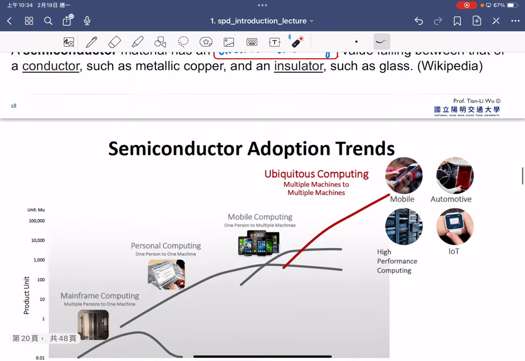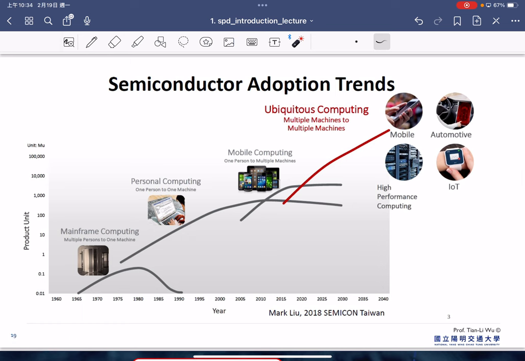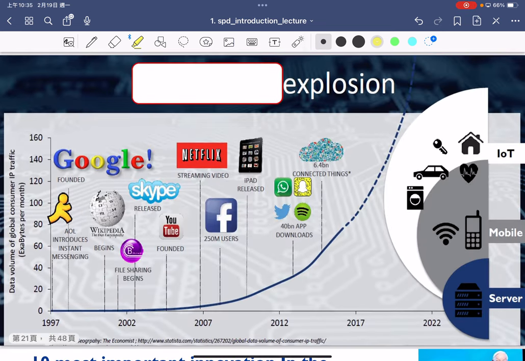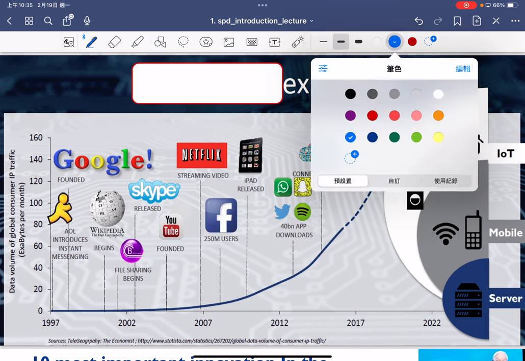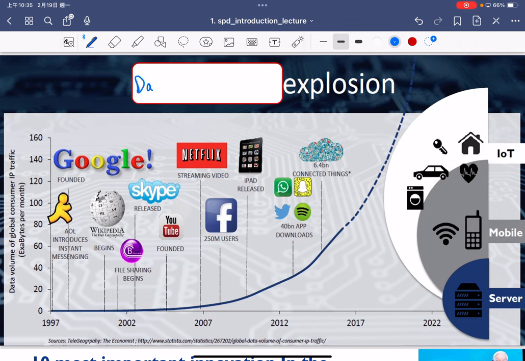If we consider the semiconductor adoption trend here, I think we are living in the time when all these things are happening, from personal computing to mobile computing, and now computing that has to connect and compute between machine and machine. That's exactly the trend for semiconductor technologies. Also, compared to the data from the last 10 years, I believe everyone knows that we now generate lots of data on a daily basis, so there's a problem of data traffic.